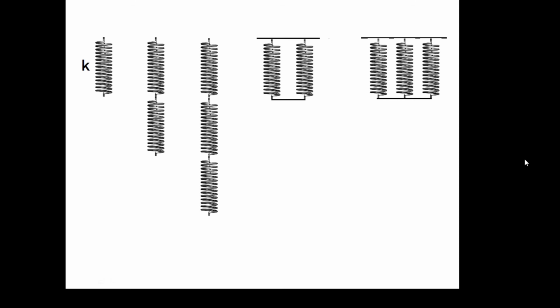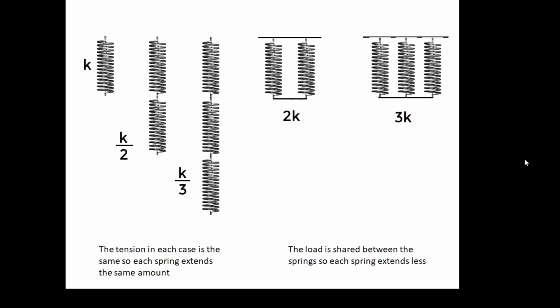Now, if we put springs in series and we put springs in parallel, what happens to the overall stiffness? Well, let's say one spring on its own had a stiffness K. What would happen if we put more springs in series? What would the value of K be? And so putting springs in series, the value of K will get smaller. With 2 springs it would be half as much, with 3 springs it would be a third.